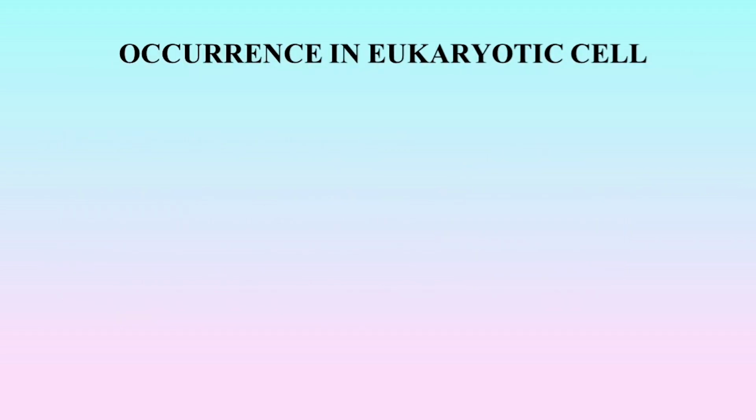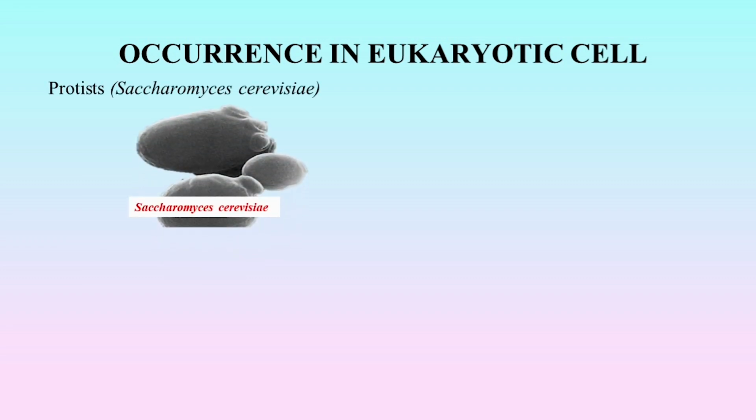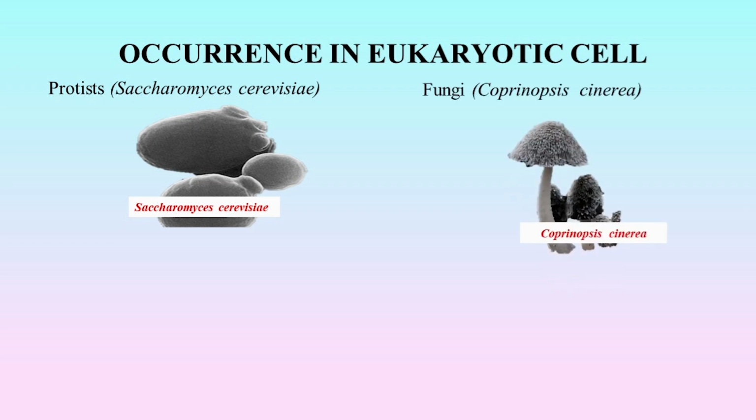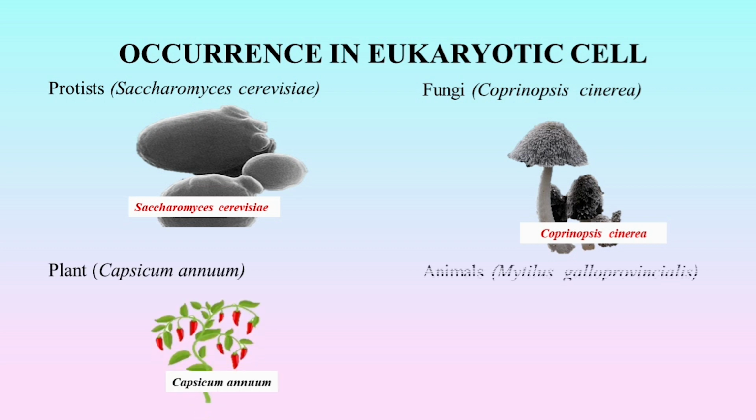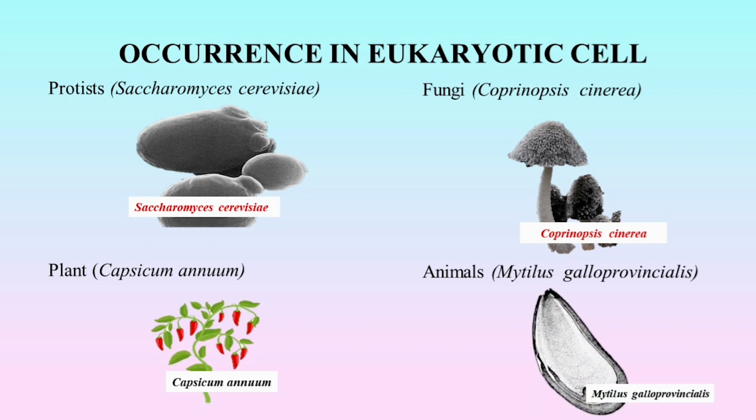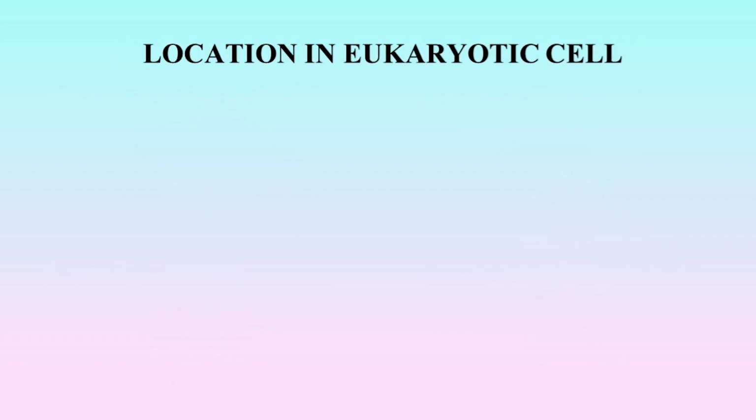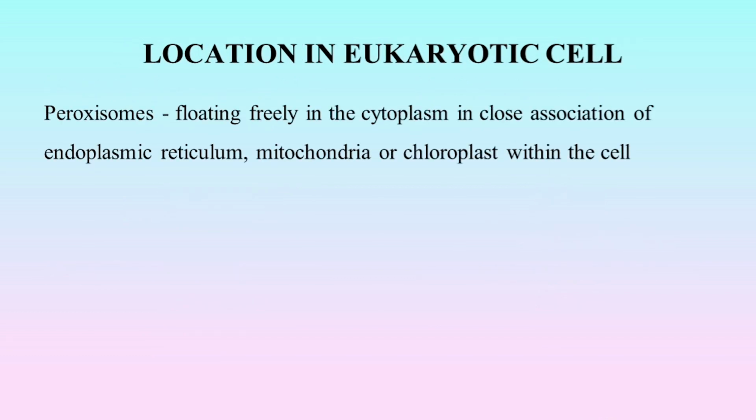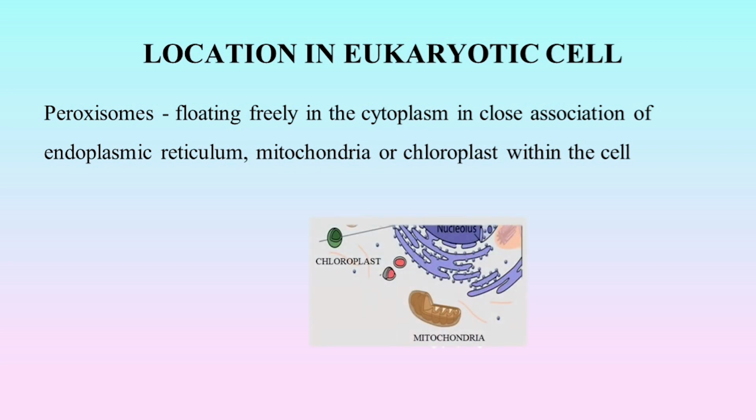Occurrence of peroxisomes in eukaryotic cell. Protist, to name Saccharomyces cerevisiae. Fungi, to name Coprinopsis cinerea. Plant, to name Capsicum annuum. Animals, to name Mytilus galloprovincialis. Location of peroxisome in eukaryotic cell. Peroxisomes are found floating freely in the cytoplasm, in close association with endoplasmic reticulum, mitochondria, or chloroplast within the cell.